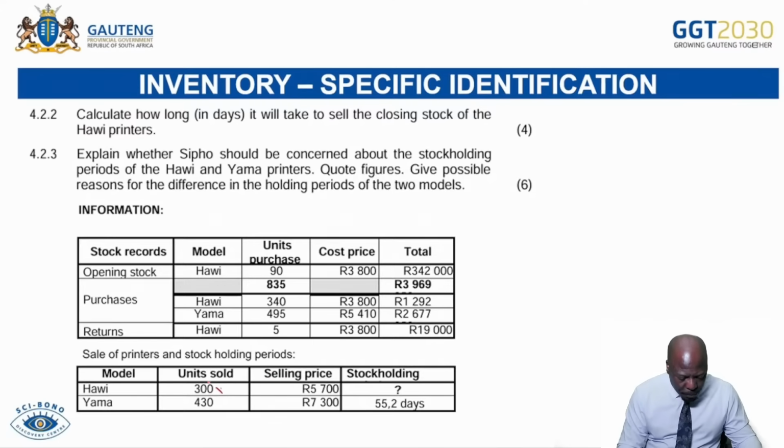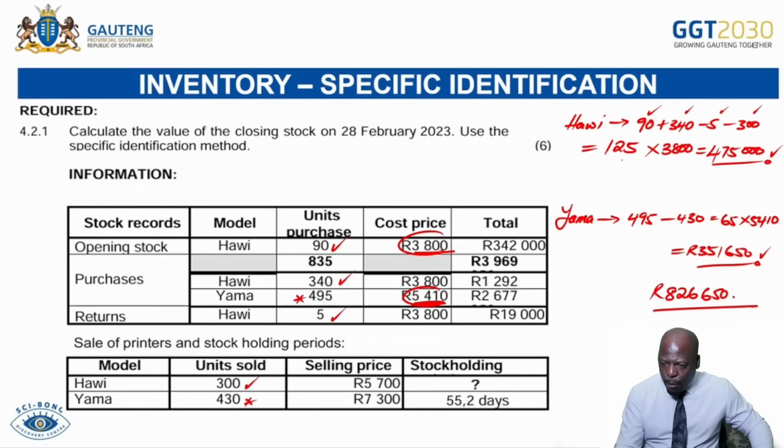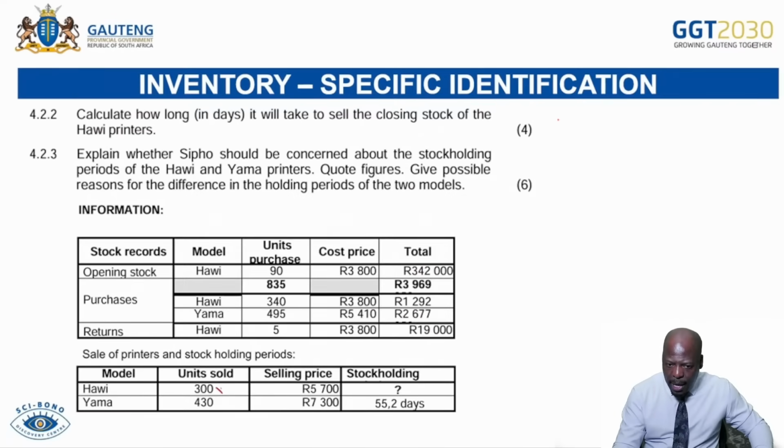The closing stock of the Howie is how many units? Remember, we have already calculated the closing stock of the Howie. It is 125 over here. So to answer 4.2.2, we take the closing stock of the Howie, which is 125 units. We want to sell the 125 units.